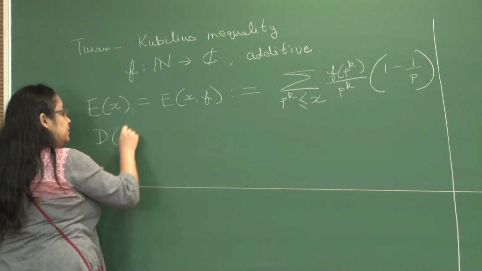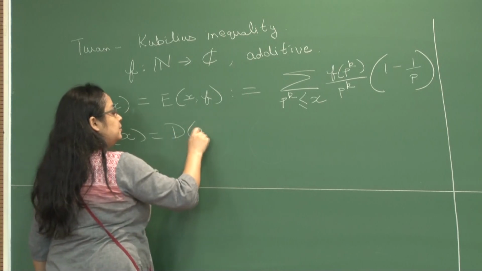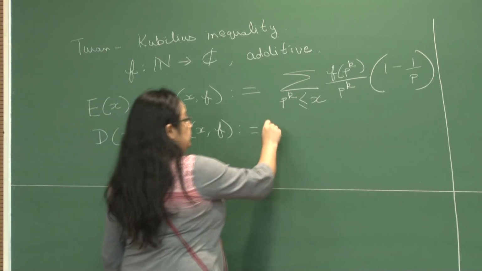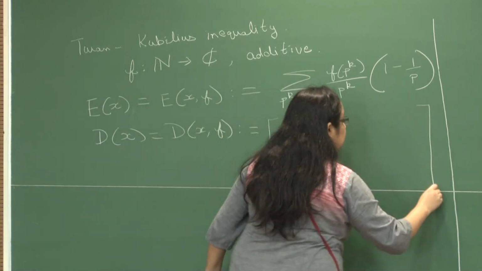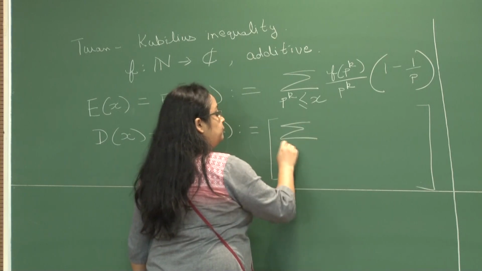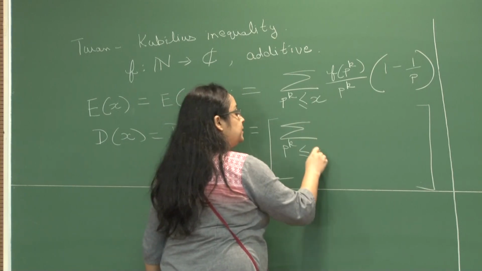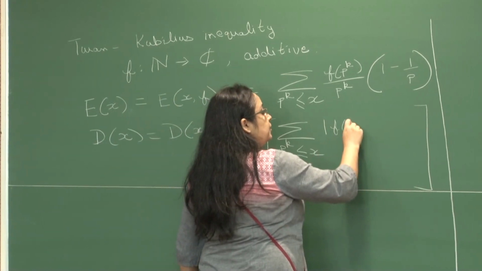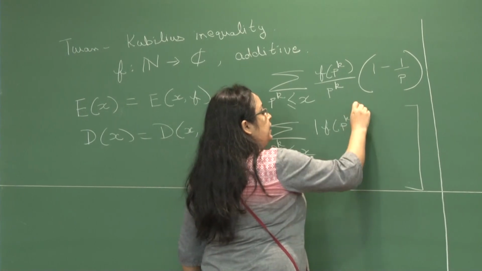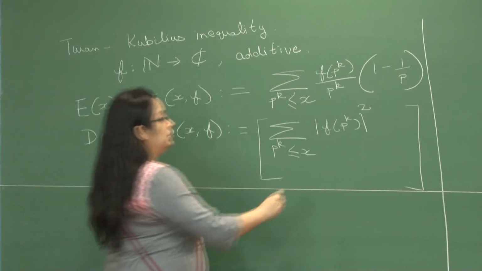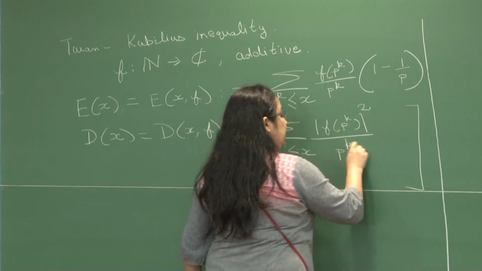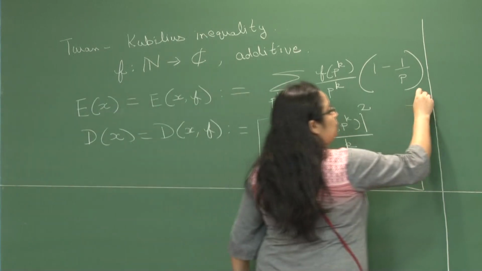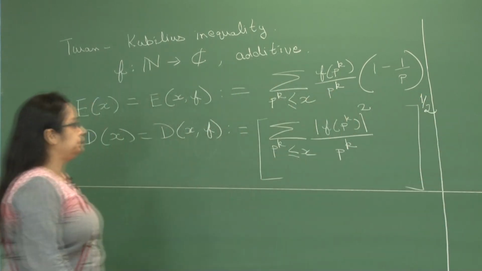D of x is defined as the following function. So, first we consider the sum over p raised to the k less than or equal to x, and we take the absolute value of f of p raised to the k whole square over p raised to the k. This is the sum, but this is actually the square of D. So, we have to raise this to half.